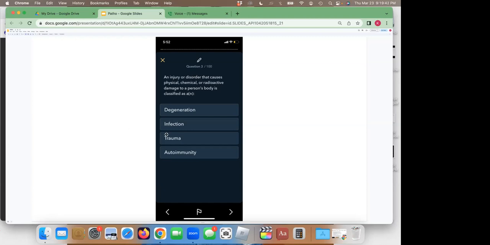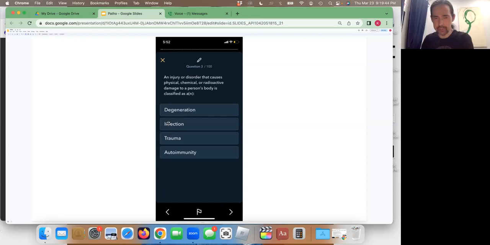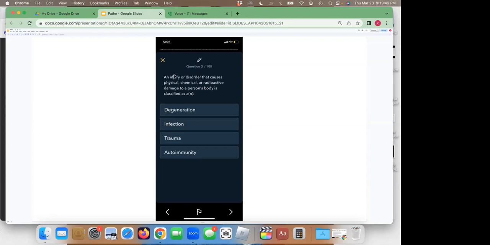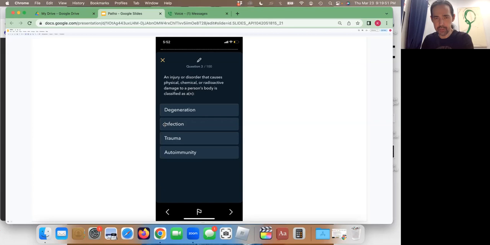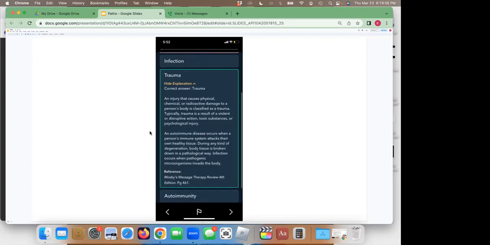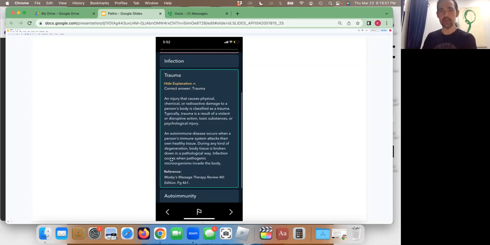I'm going to go with trauma or infection, right? I think degeneration happens as a result of injury or disorder. And I'm going to go with trauma. Yeah, trauma. So let's see how they differentiate between these.